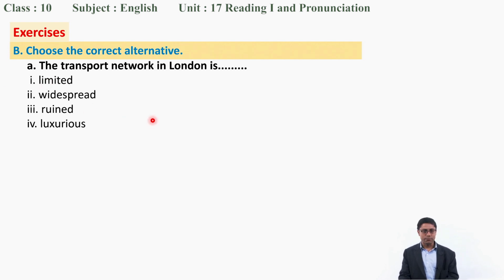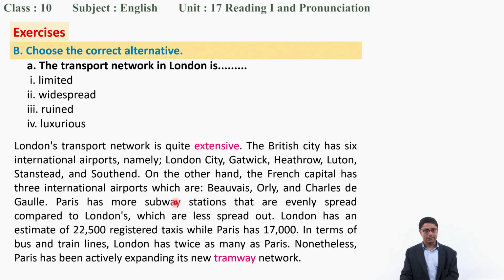Is widespread. Widespread. Good. But do you know where it is? Okay, you can find here. London's transport network is quite extensive. You can see there. Extensive means widespread. So it's widespread. Okay. Widespread is the right answer here. Now, the next.